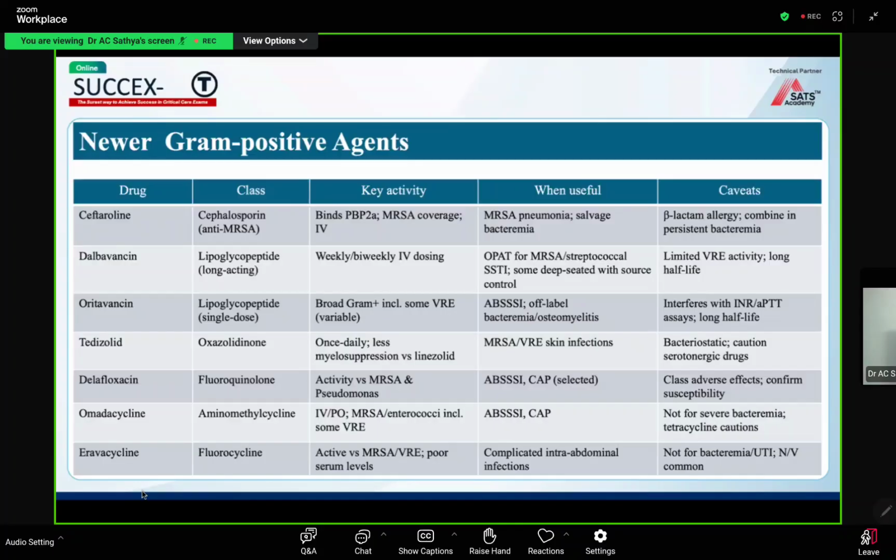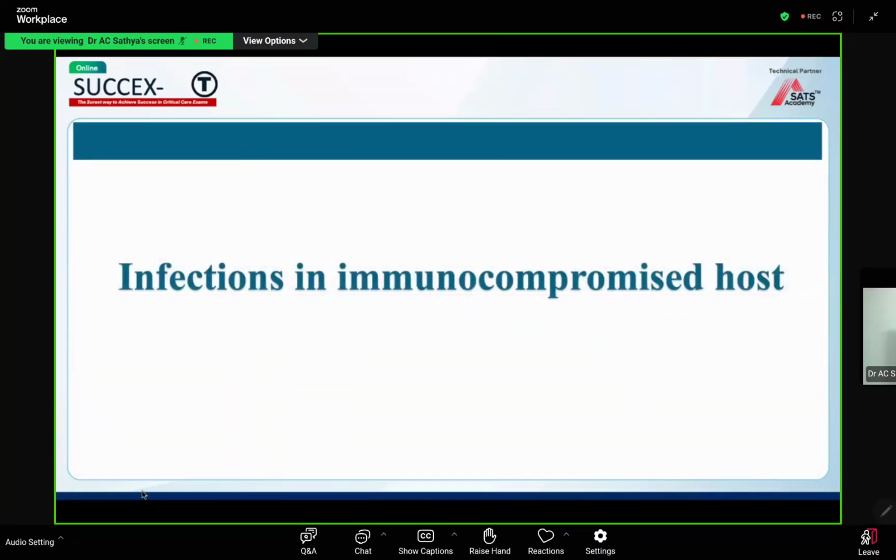And delafloxacin is another fluoroquinolone which is active against gram-positives, and it can be used for CAP, community-acquired pneumonia. And omadacycline and eravacycline are tetracycline derivatives, which can be used for complicated intra-abdominal infections and CAP associated with resistant gram-positive organisms. So that finishes the resistant GNB and GPC, and we are moving on to the next topic, which is infections in immunocompromised host.